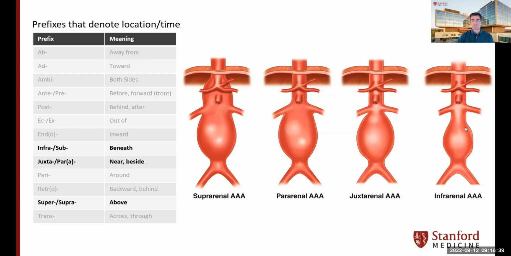An infrarenal is your lowest risk AAA, much less urgent to repair, whereas a suprarenal AAA requires much more time, is much more intensive, and is higher risk.